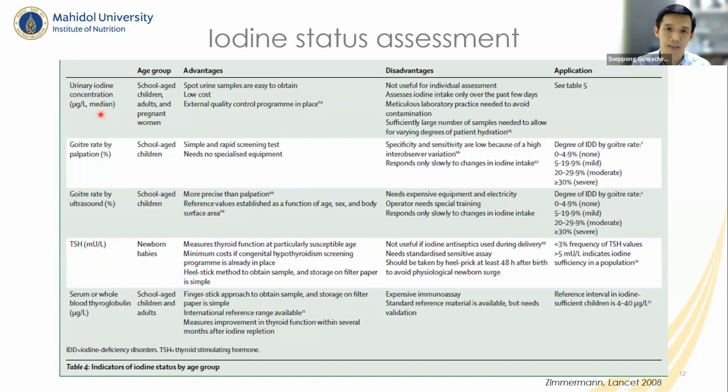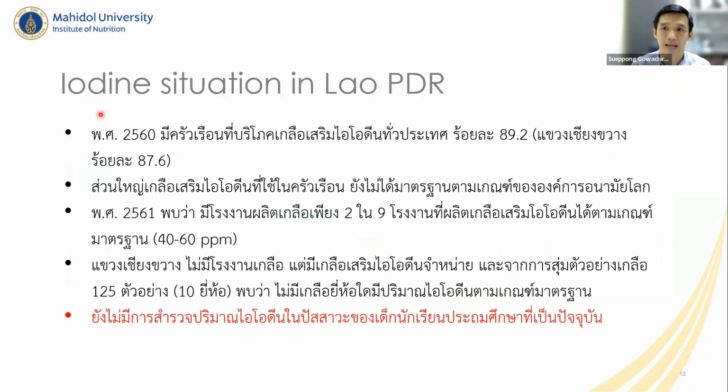If we take a look at data from 9 salt manufacturers, only 2 out of 9 produce salt that meets the required standard, which is 40 to 60 ppm.